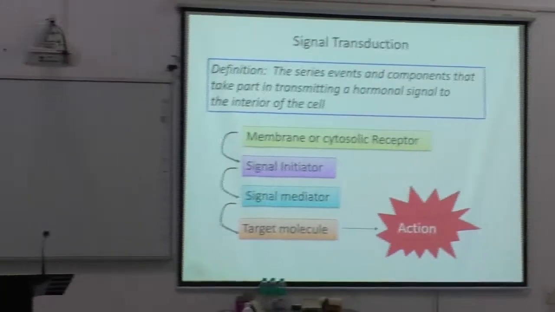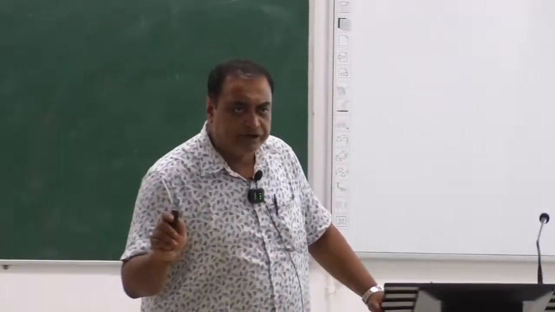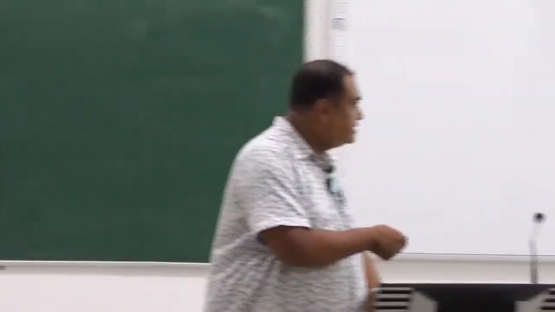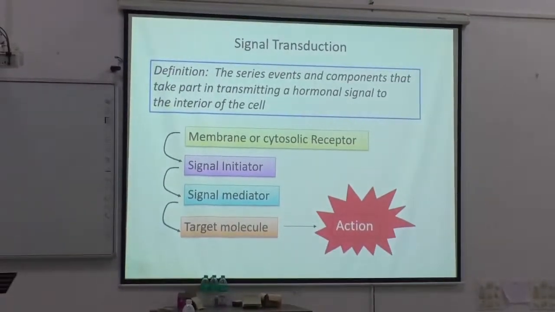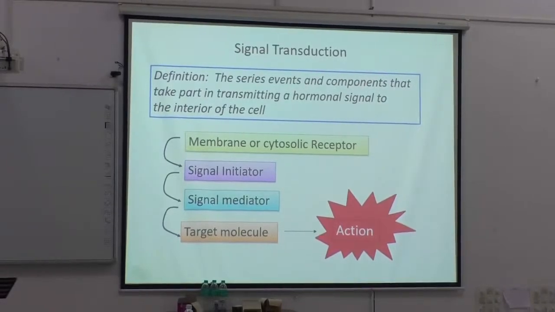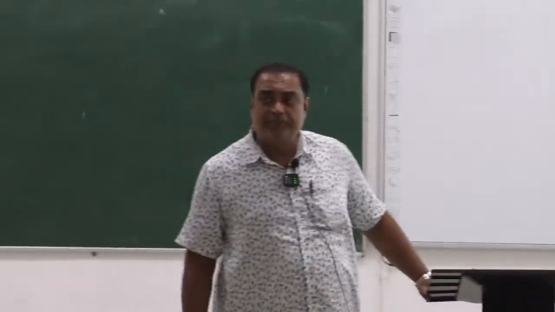Without hormone, no marks. Without hormone, signal transduction will not take place. Correct? First, this is the important word here. Whatever way you can write it, but this word should be there, hormonal signal. Then the series of events, these 4. Then give one example.